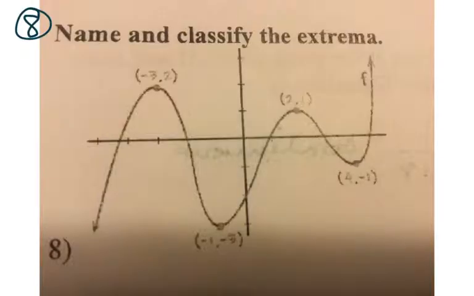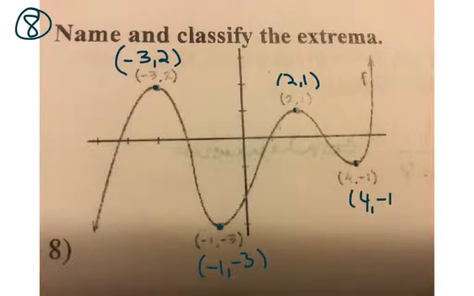In number 8 and 9, they want us to name and classify the extrema. Well, if you can tell, the names are already there. The name of the extrema is the ordered pair at which it occurs. So this one says it is at (-3, 2). This one is at (-1, -3). This one's at (2, 1). And this one's at (4, -1).